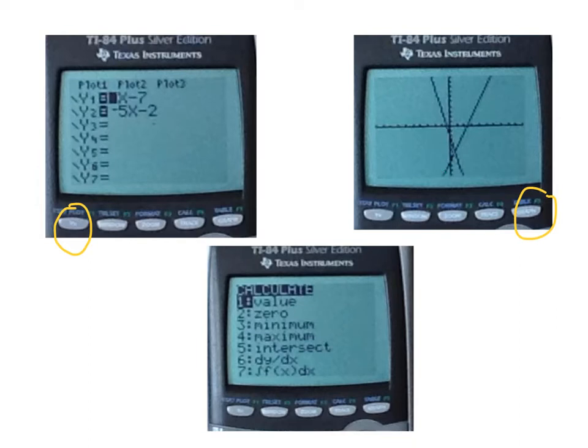So in that case, I'm going to press my second button to activate the blue words, and I want the calculate screen that we've used for other things. So I'm going to press second and the trace button, and that will bring up my calculate screen. And what I'm wanting to find is the intersection of my two lines. So that's going to be number 5, which is intersection.